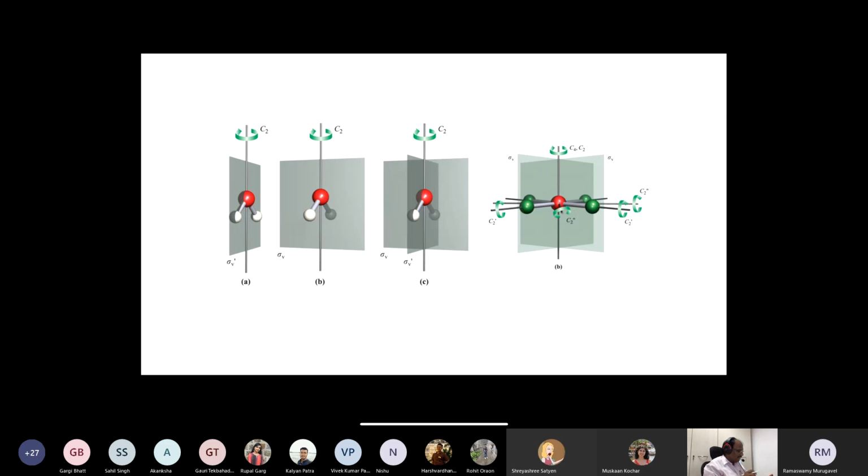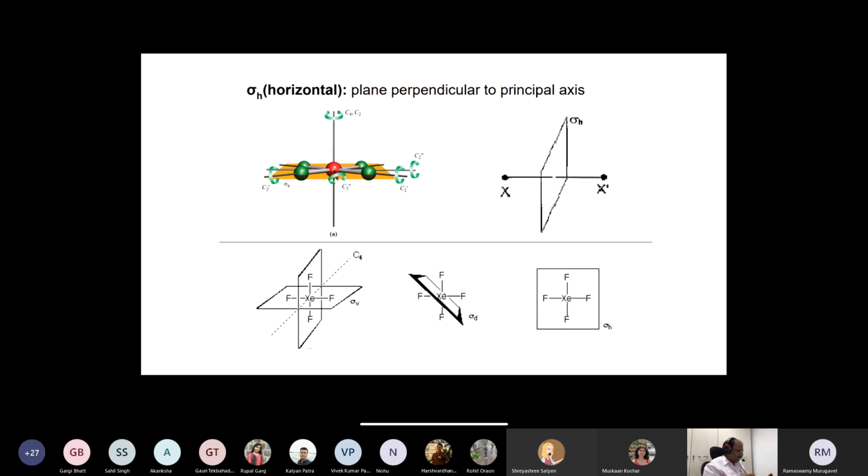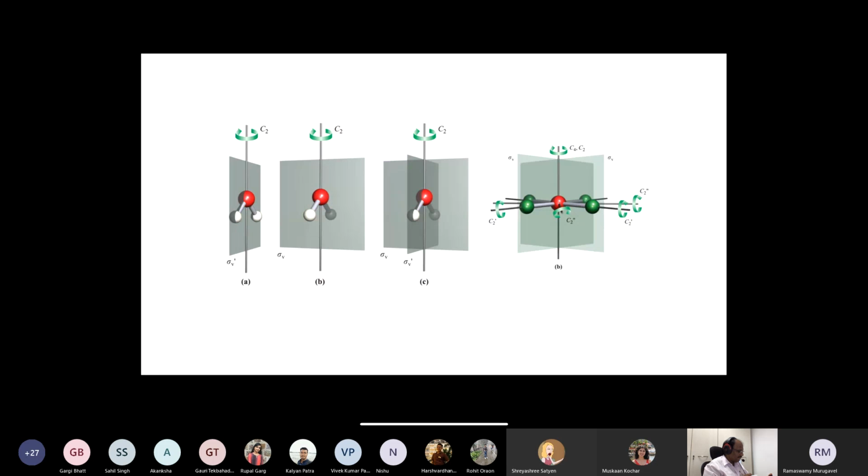Okay, now no dihedral. God, I have one slide missing here. I think this is a vertical planes actually. Okay, so this is a C2 axis. This is one sigma V, and this is other sigma V. Okay, let's say this is XZ, and this is YZ.